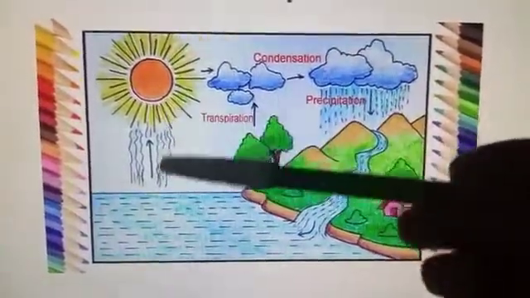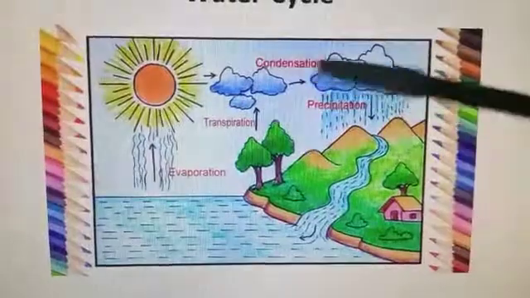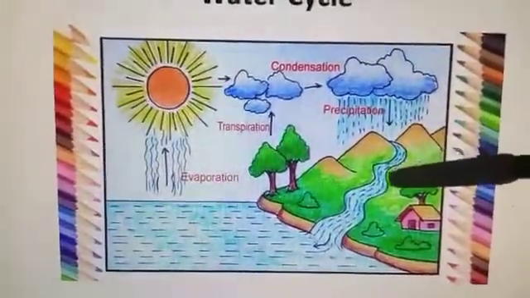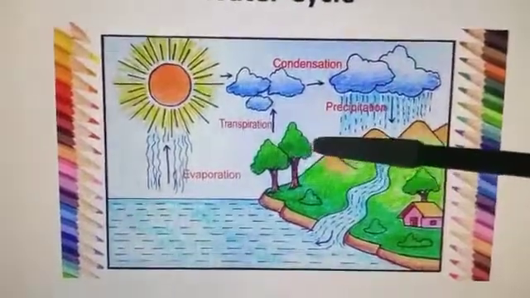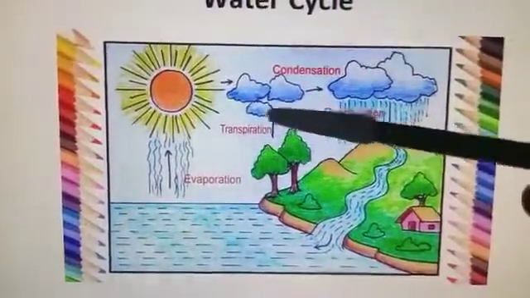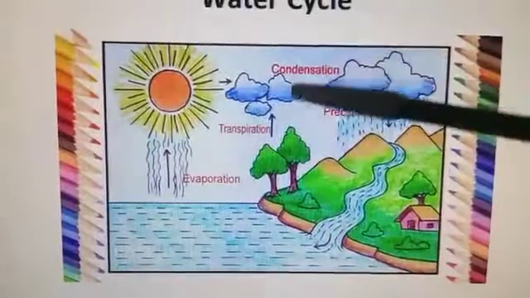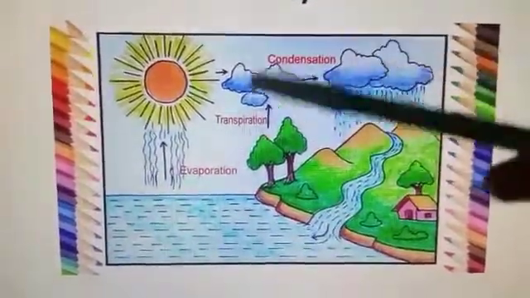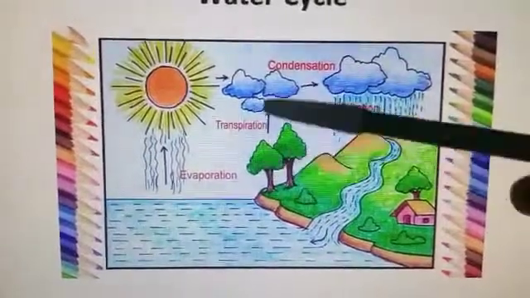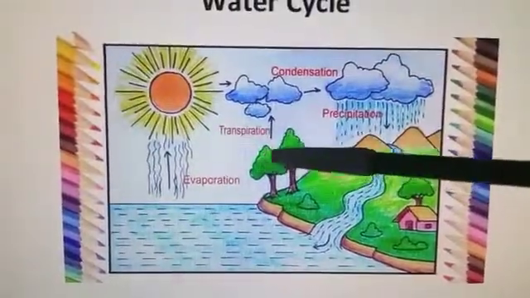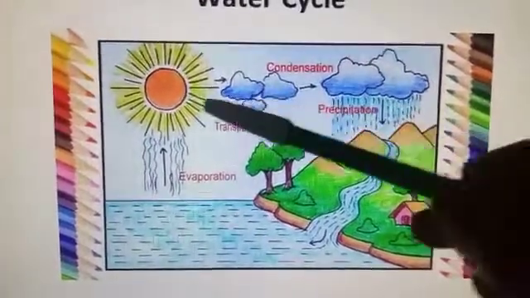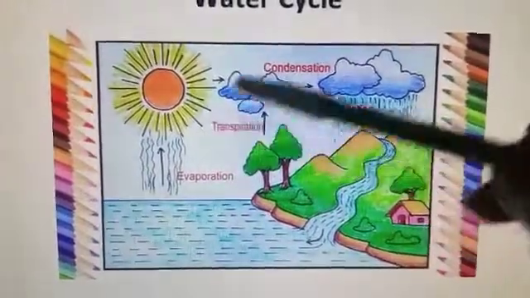The rising air currents take the vapors into the sky. Simultaneously, plants and trees also lose water to the atmosphere in the form of vapors, which rise up into the sky, and this process of evaporating water from the plants is known as transpiration.